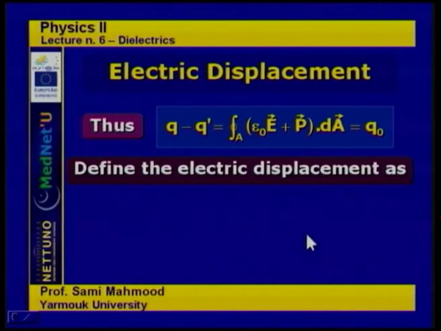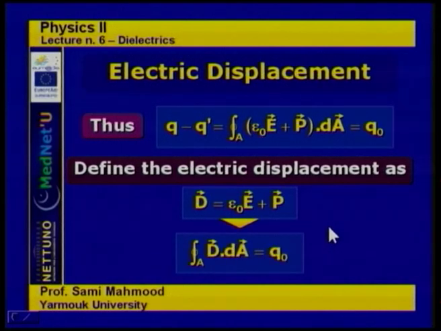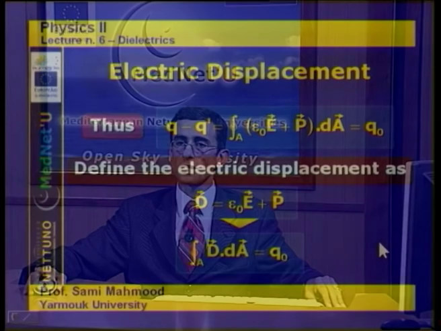And now we define the electric displacement. The electric displacement D vector is defined as epsilon naught times the macroscopic field plus the polarization. But with this definition, we reach a conclusion that the integral of the electric displacement D dot dA over the Gaussian surface is simply equal to the free charges enclosed within the Gaussian surface. So this is a new formulation of Gauss' law in terms of the electric displacement and the free charges.